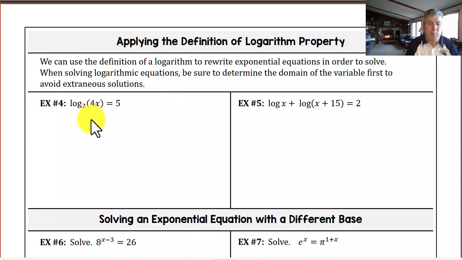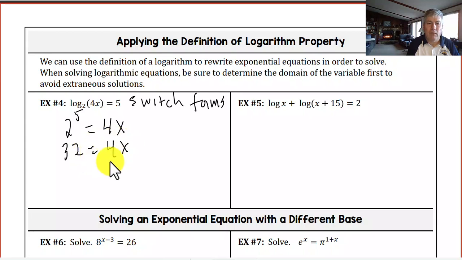So here in example 4, I have log base 2 of 4x equals 5, log base answer equals exponent. I can't log both sides, I can't square root both sides, so we'll go ahead and switch forms. So we're going to go from logarithmic to exponential form, so we can say 2 to the 5th equals 4x. Well, 2 to the 5th is 32 equals 4x. Divide both sides by 4, and we get x equals 8.